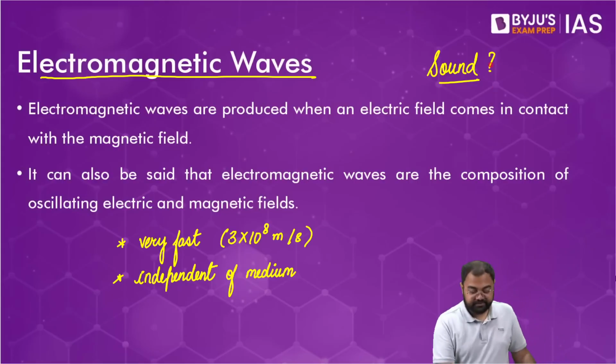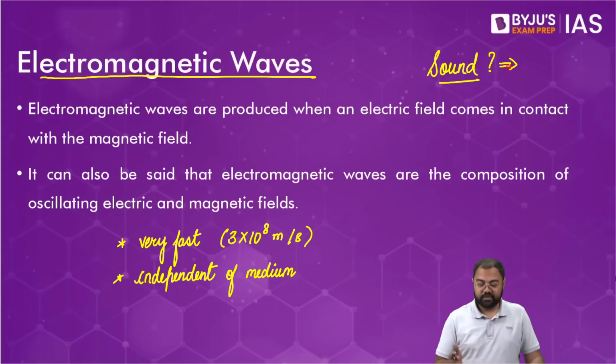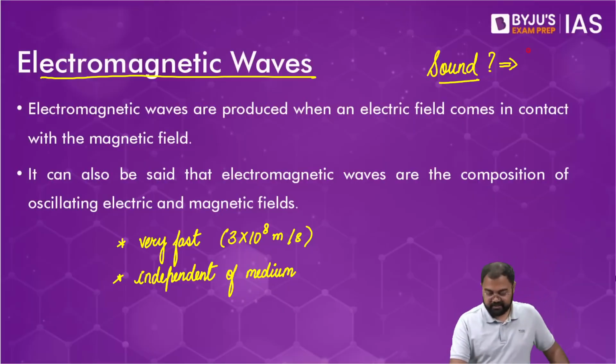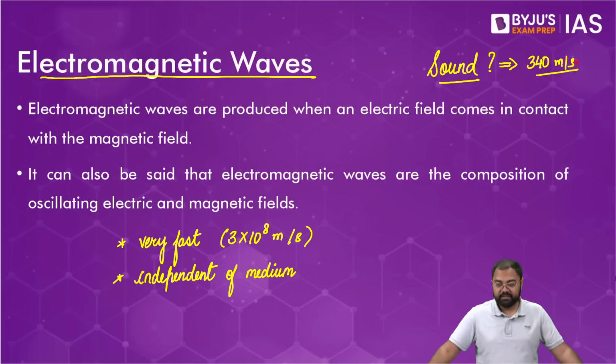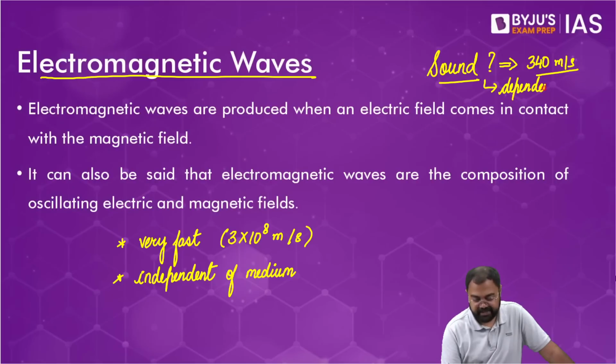On the other hand, let's say somebody wanted to use sound. Sound is not an electromagnetic wave. Sound, first and foremost, travels at a much lower speed, in general approximately 340 meters per second. So the speed is very slow compared to the speed of light. And at the same time, it is dependent on the medium. The speed, or even its properties, are dependent on the medium.